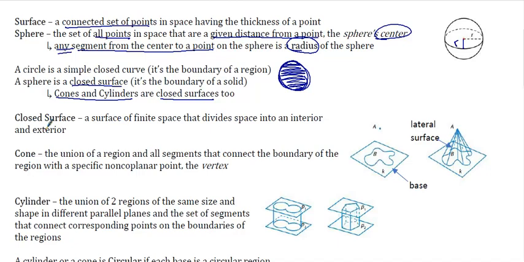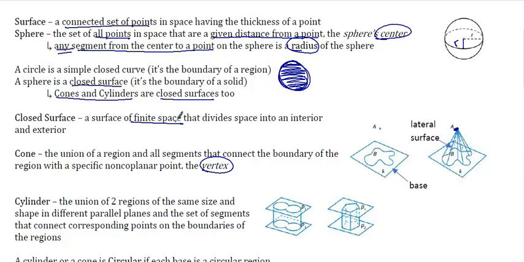A cone is the union of a region and all the segments that connect the boundary of the region with a specific non-coplanar point, the vertex. So the cone has a vertex. That's what we want to remember. This right here has a vertex, so this is considered a cone. It's a really odd shaped cone, but it's a cone nonetheless. And it's a closed surface because it has finite space that divides it into an interior and an exterior.